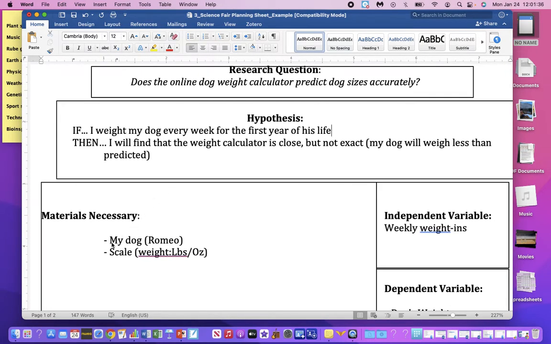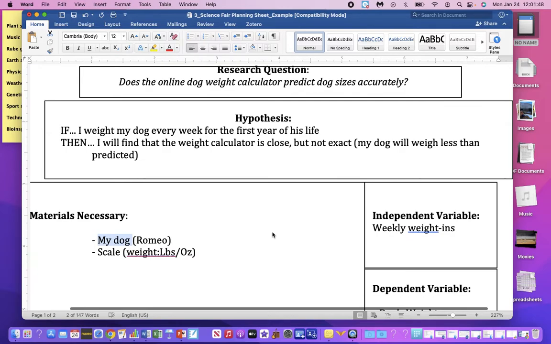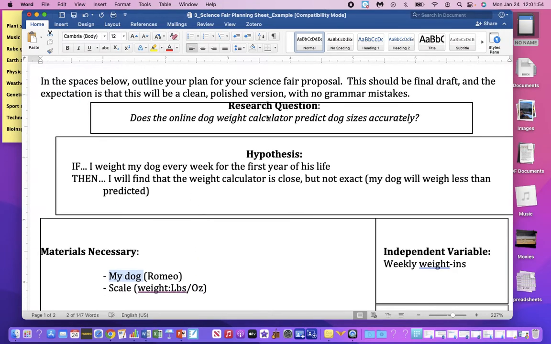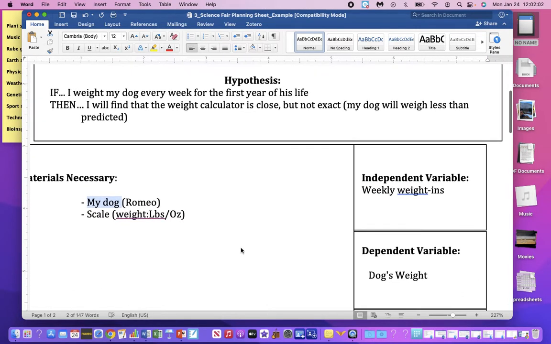Materials necessary. I need my dog, Romeo, and a scale. And this is a scale that takes pretty large weights. And this weight is in pounds and ounces. Okay, so my materials necessary, that's all I need. You just list them out. This doesn't have to be a complete sentence. Your research question should be a question with a question mark at the end, and your hypothesis should also be a complete sentence with an if-then statement.